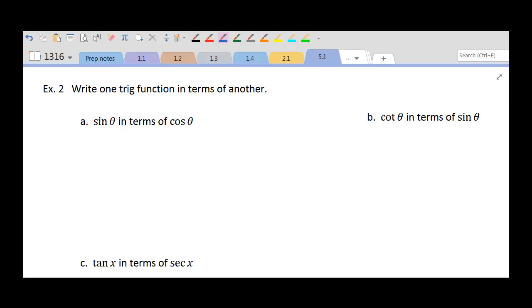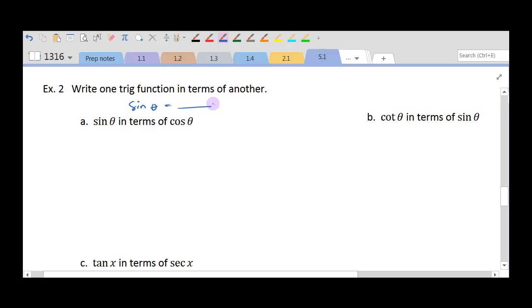Okay, now let's practice in this video on how to write one function in terms of another. So in other words, I'm given in this example that I want to rewrite sine theta in terms of cosine theta, so sine theta is equal to something. I've got to rearrange it in that way.